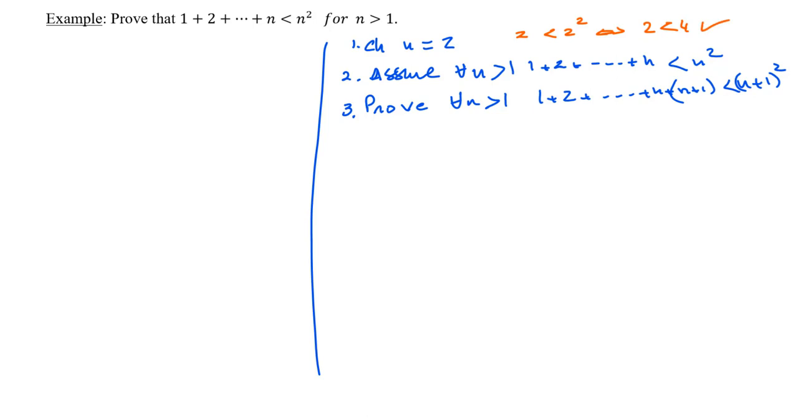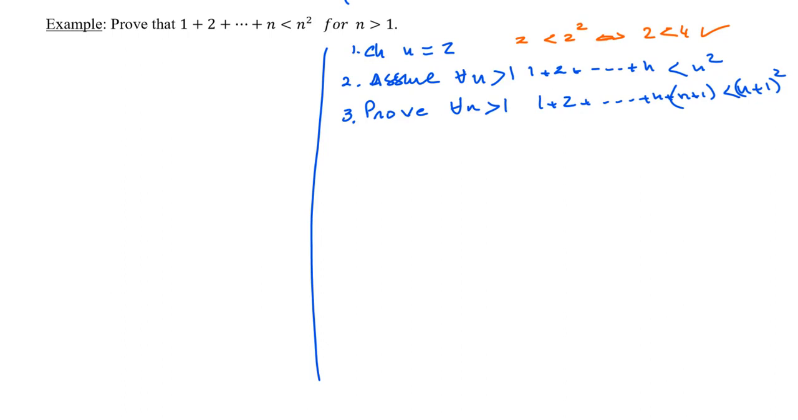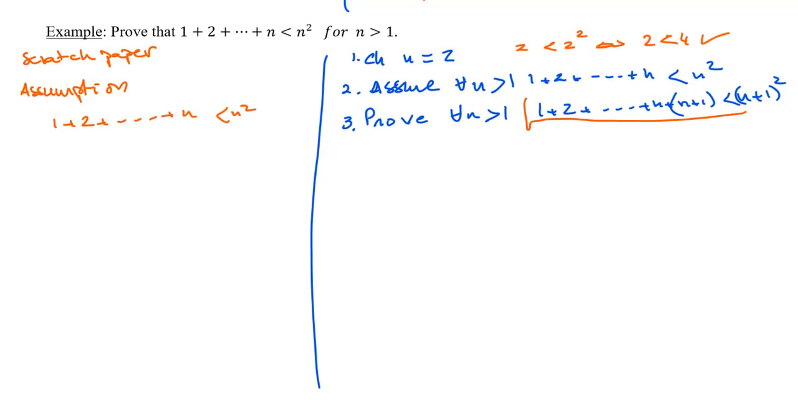And then we're going to assume for all n greater than 1 that 1 plus 2 plus all the way to n is less than n squared. And the third thing is to prove for all n greater than 1 that 1 plus 2 plus 3 all the way to n plus 1 is less than n plus 1 quantity squared. So right here, what I'm going to try is the assumption. So from the assumption, this is what we have: 1 plus 2 plus all the way to n less than n squared. So as we see, this is the goal right here.